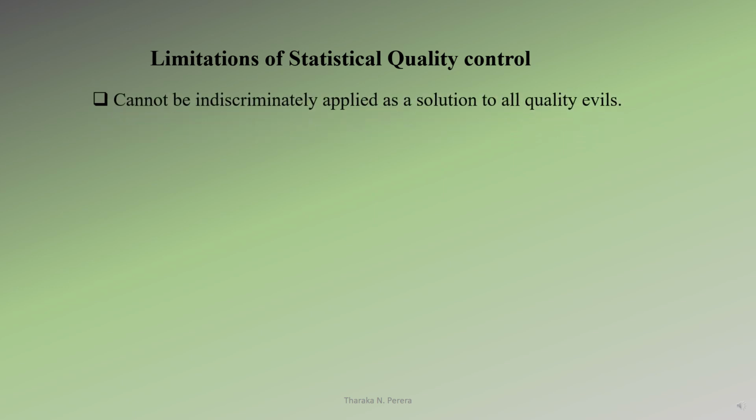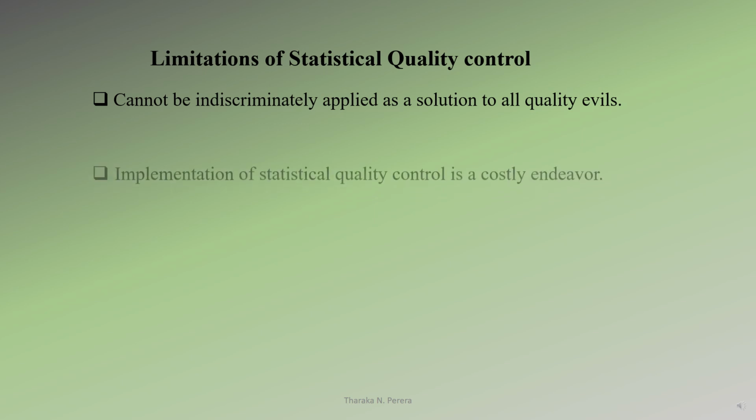Limitations of statistical quality control. First one, it cannot be indiscriminately applied as a solution to all quality evils, since statistical quality control is a technical process and also works with samples. So we can't assure 100% accuracy from this.